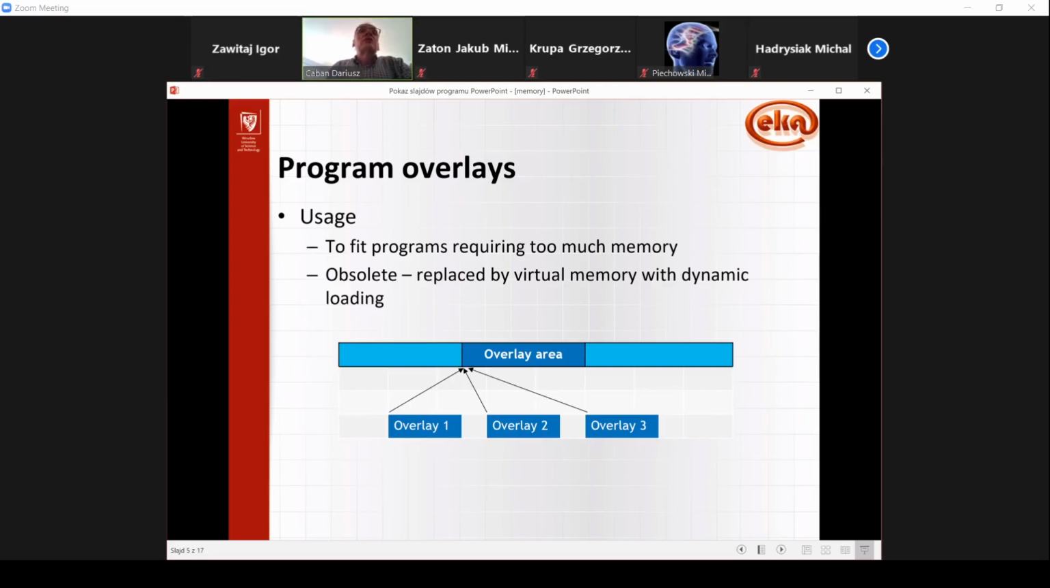Okay, so that's program overlays, which, as I have said, was very popular when memories were smaller. Nowadays, it's much less popular, but a lot of software, especially phone software, is still using overlays.